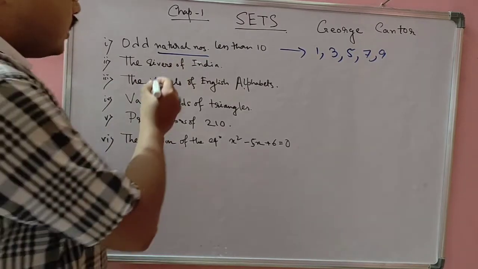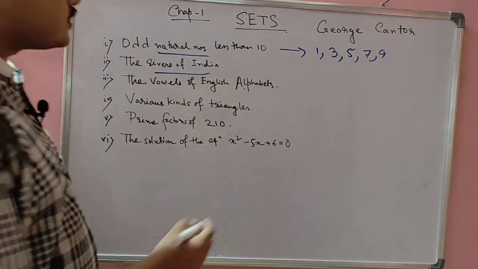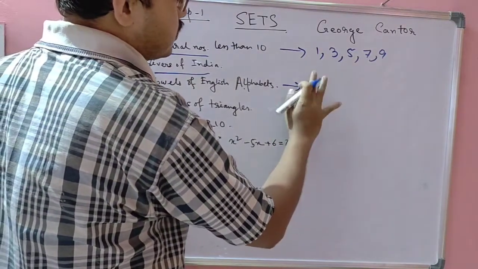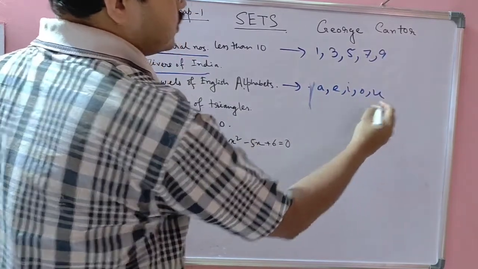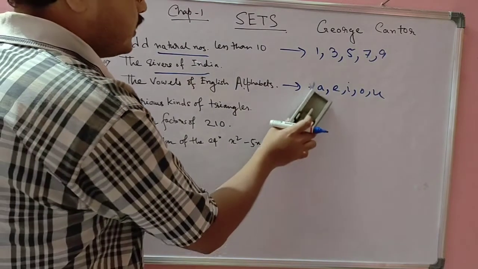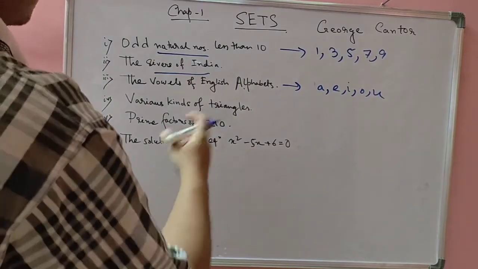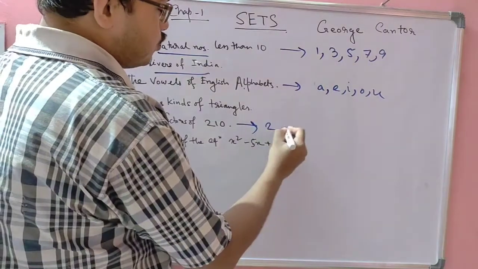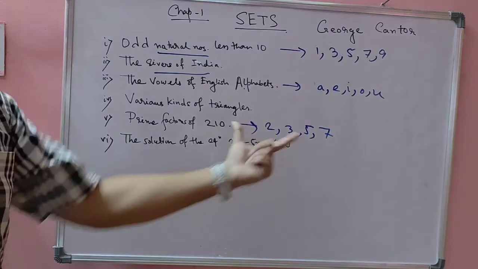The rivers of India is a collection, and the vowels of the English alphabet, these are A, E, I, O, U, are also a collection. Various kinds of triangles are also examples of collections, and the prime factors of 210, these are 2, 3, 5 and 7, I suppose, are also a collection.